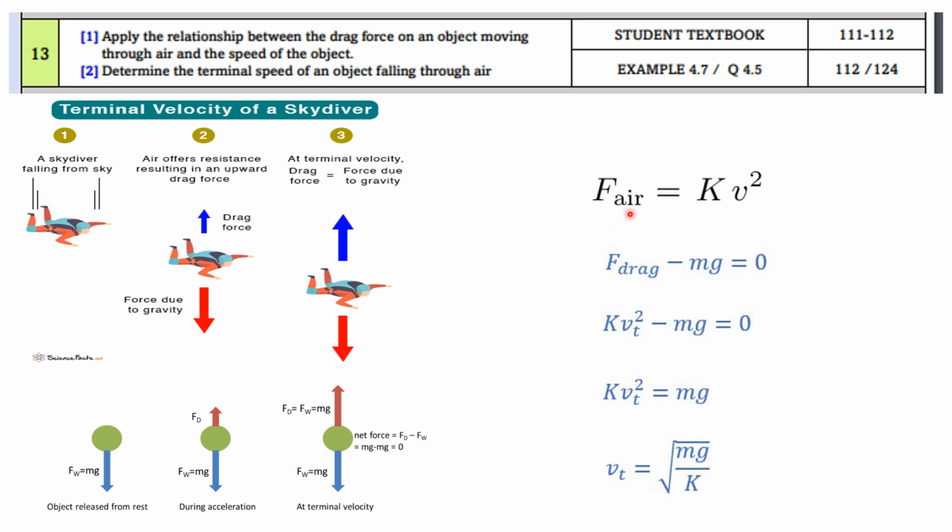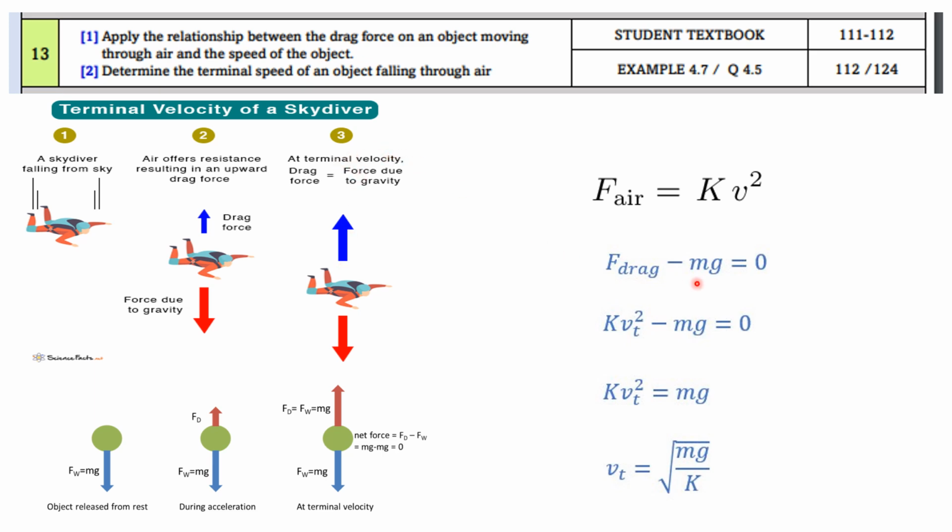We already know that the drag force, or force of the air, is equal to kv squared, where k is a constant, multiplied by v squared. Applying Newton's second law, because the forces are opposite to each other, the drag force in the blue is up and the force of gravity in the red is down. So the force of the air up minus mg equals 0. Why 0? Because it's a constant velocity, terminal velocity.